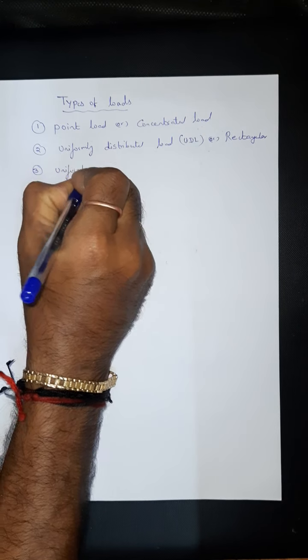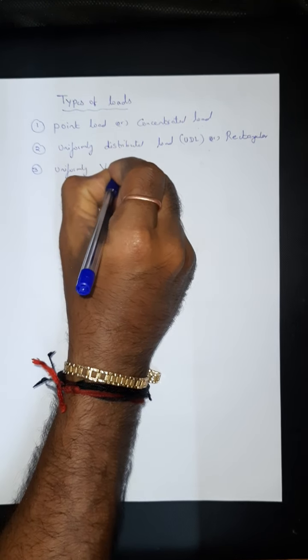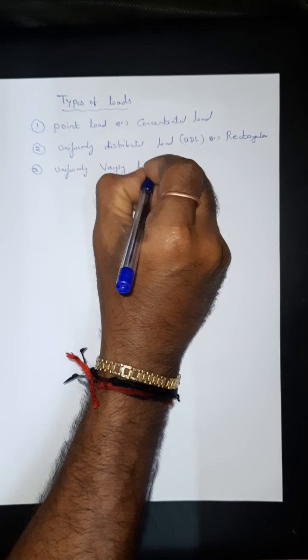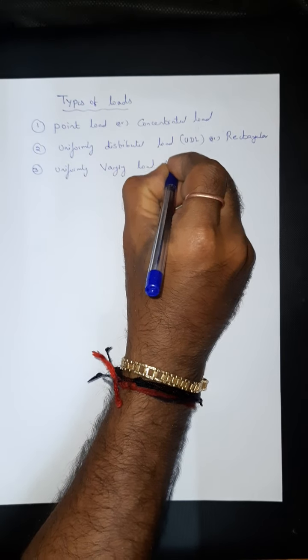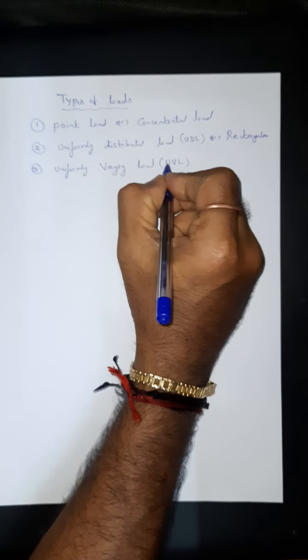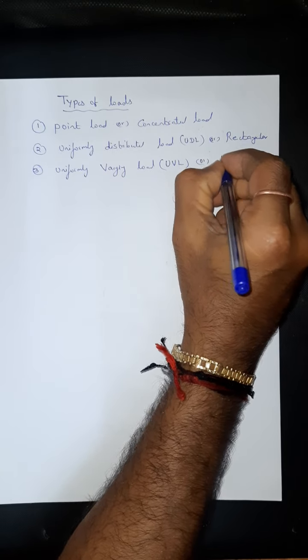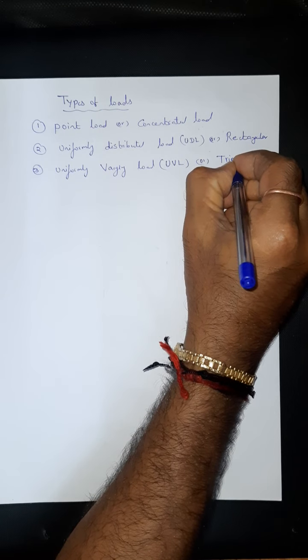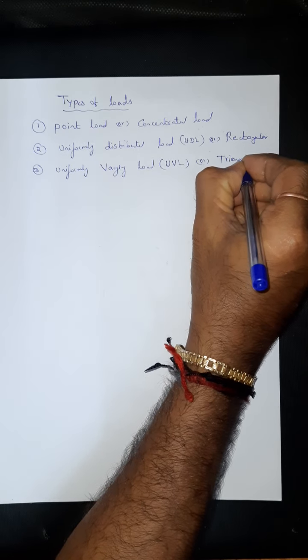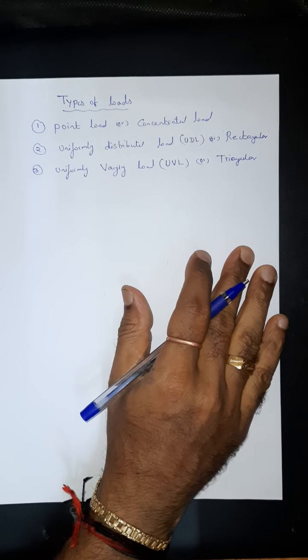The third one is uniformly varying load. You can call it UVL, uniformly varying load. In other words, triangular load.